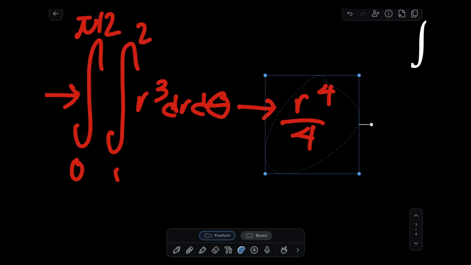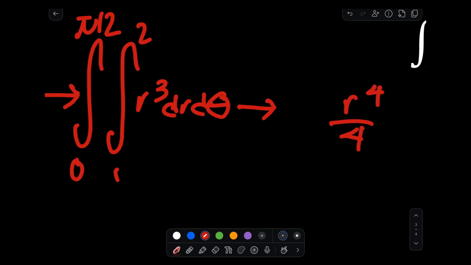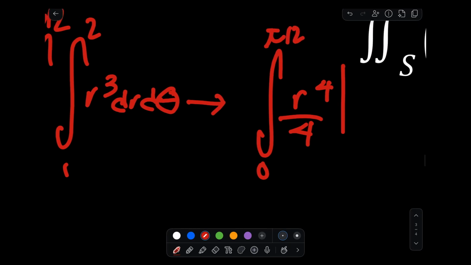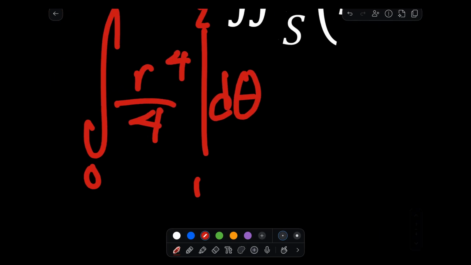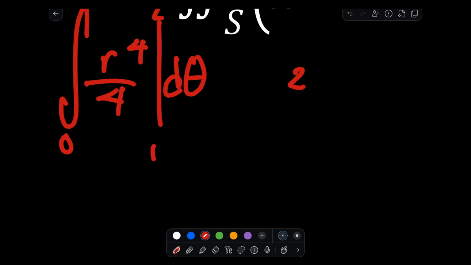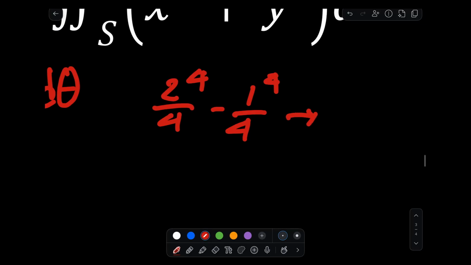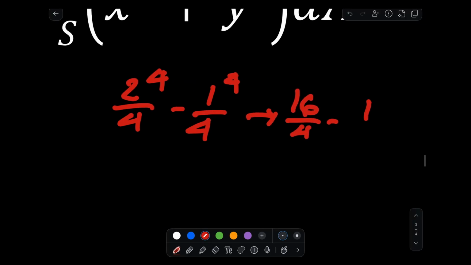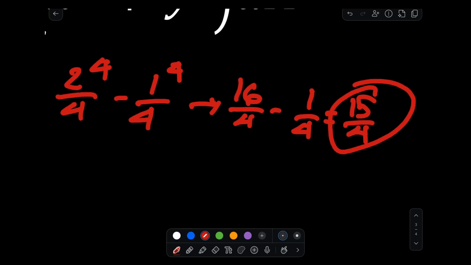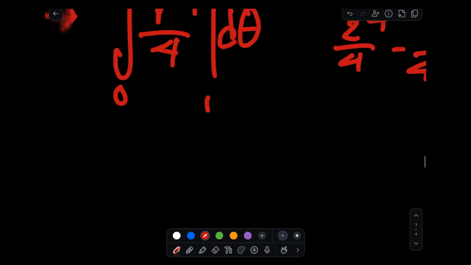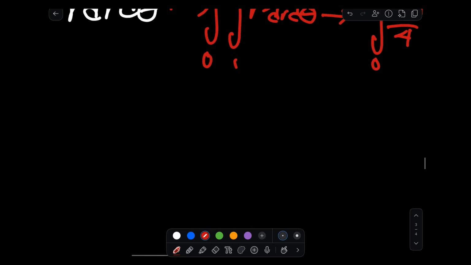Let's move this over because I want to actually write the integral in the bounds from 0 to pi over 2, 1 to 2 d theta, right? And then we can actually plug and chug our numbers. So we're going to get 2 to the 4 over 4 minus 1 to the 4 over 4. And then we get 16 over 4 minus 1 over 4 equals 15 over 4 as our final answer for our first integral. And then our second integral, we just have to plug and chug for that.